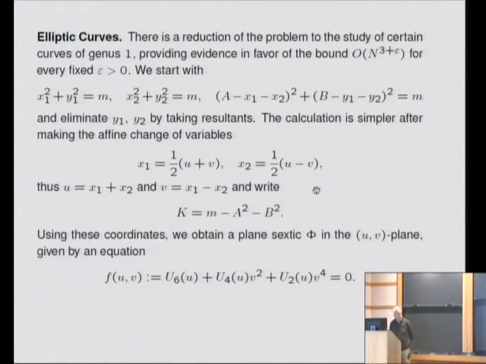So let's go back to the system. So these are called the basic system. Now I take x1, x2, the two variables u and v I introduced before, essentially. And I write k m minus a squared minus b squared. And now you plug this in Mathematica, take a few resultants, and so on, and you get this equation. U6 is a polynomial of degree 6 in u, with coefficients depending on a, b, and k.